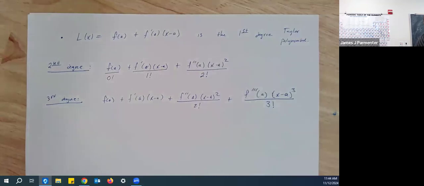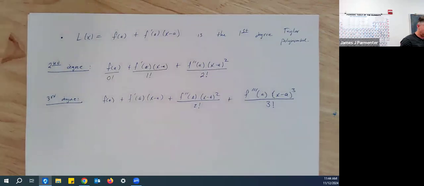As you probably guessed, the last term of the third degree Taylor polynomial is the third derivative evaluated at a times x minus a to the third divided by 3 factorial. And I feel like at this point you can guess the rest of them, right? The fourth degree Taylor polynomial is going to be all these terms plus the next thing, the fourth derivative times x minus a to the fourth divided by 4 factorial, and so on. So then the idea is we can use these Taylor polynomials to get better estimates of a function at a particular point.